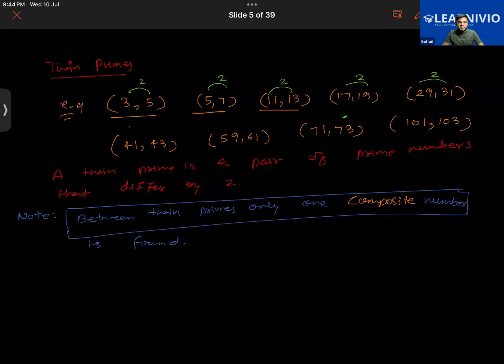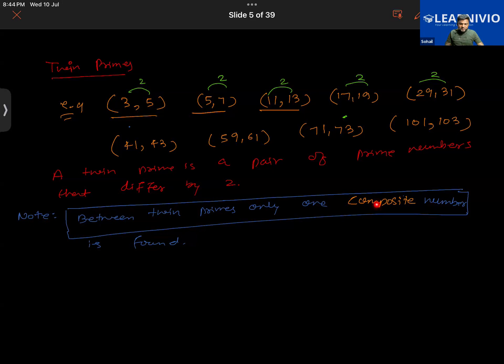No, that isn't correct. I'm asking you, what is the composite number found between 17 and 19? Listen carefully to the question. First of all, listen to the question completely and properly. My question is that, as an important point, as you would have noted down, between twin primes, only one composite number is found.